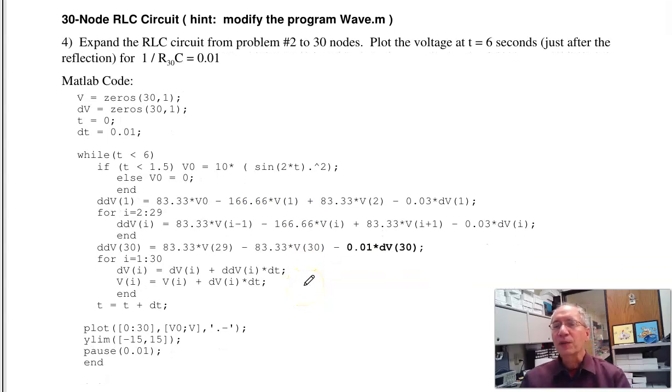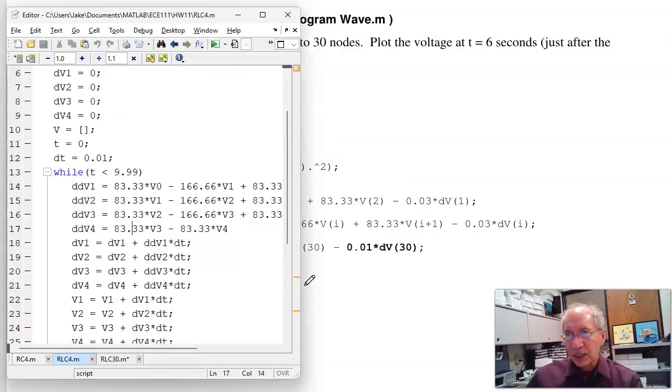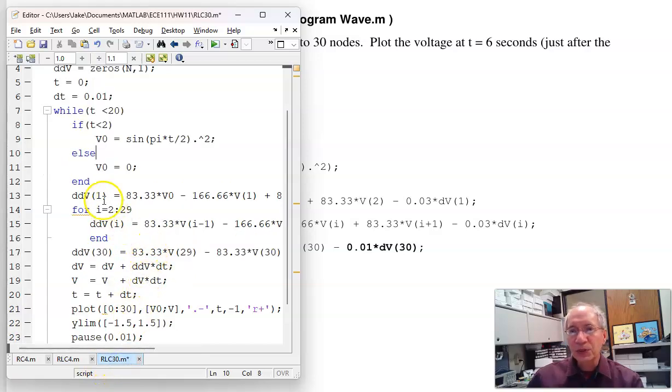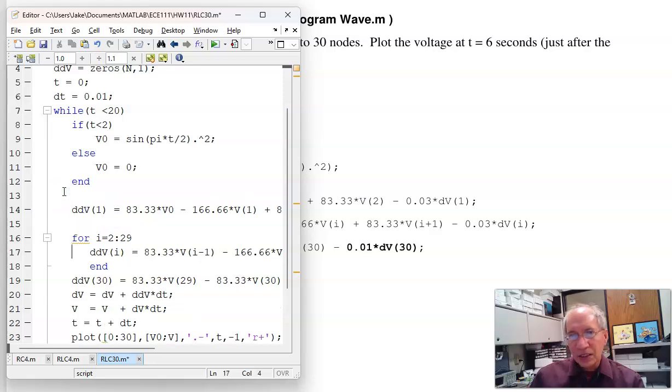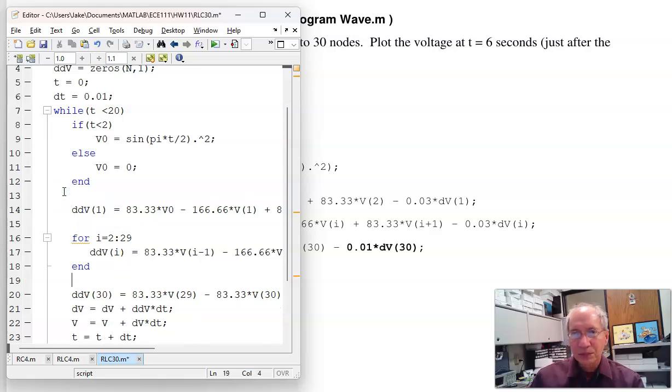On to problem 4. The reason this is called the wave equation, it doesn't really show up that well when you have 4 nodes. Repeat if you have 30 nodes. So this is where for loops are nice. What I could do is go back over here, make 30 copies of this. That would work. Another way to do that is use for loops. This is where for loops are kind of useful. I can take the middle 28 nodes, put that in a for loop.